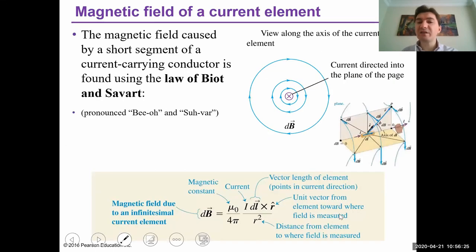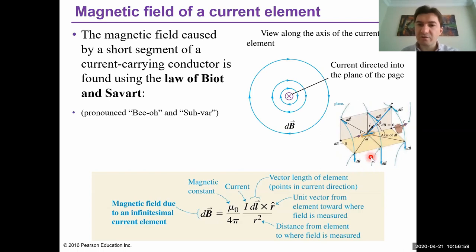The direction of the magnetic field is again determined by the right-hand rule. Your thumb will show the direction of the current or the direction of the drift velocity. Then these fingers will show the direction of the magnetic field. What do you see here? We have a circle, and the magnetic field at each point on that circle is tangent to the circle, right?